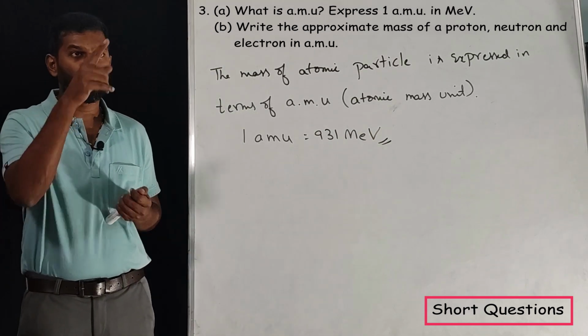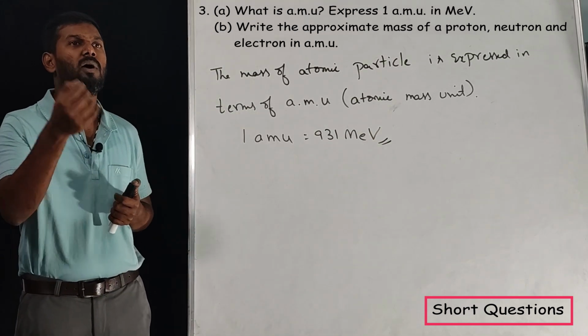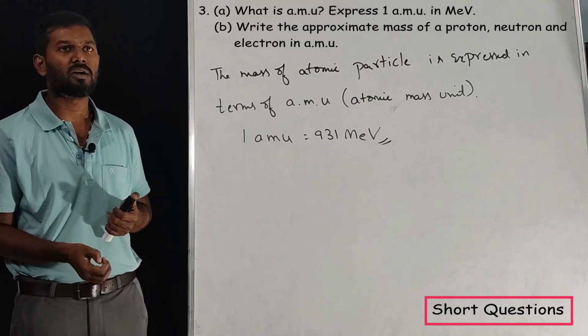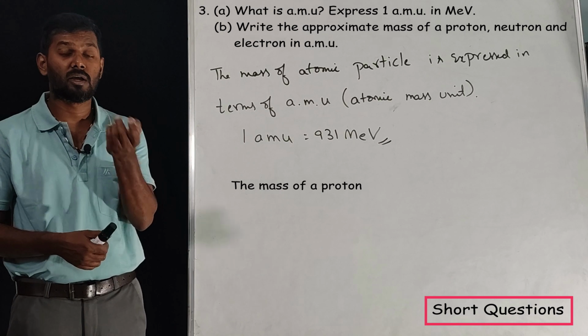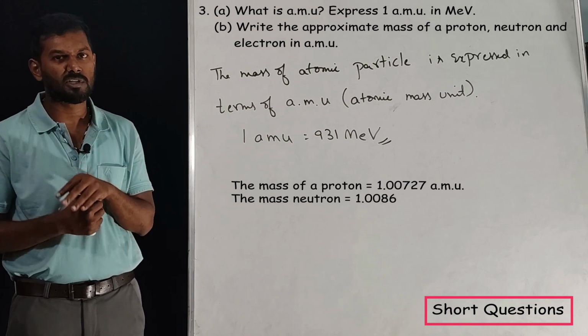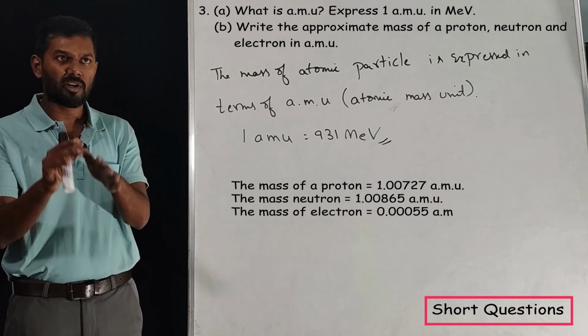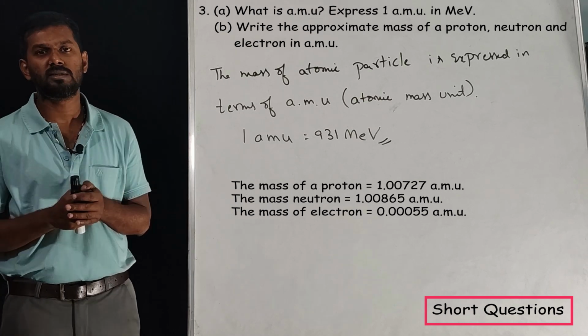That's it. Now we have one more question: write the approximate mass of proton, neutron and electron in AMU. See, these kinds of questions, where you have to remember the values, will not be asked in the board exam, but for your reference I am going to give the answers here.